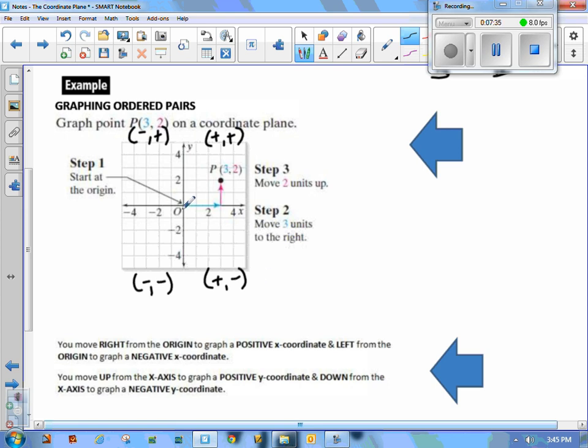We're going to start at the origin because we always start here. So step 1, start. We're going to follow the X. Since it's a positive 3, we're going to go over 3 units. And then a positive 2 means up 2 units. And then we're going to plot point P.